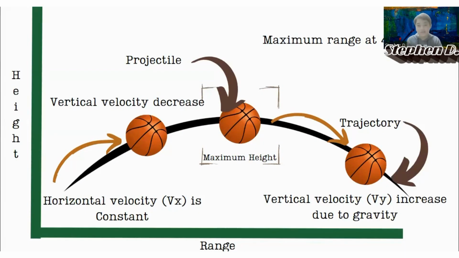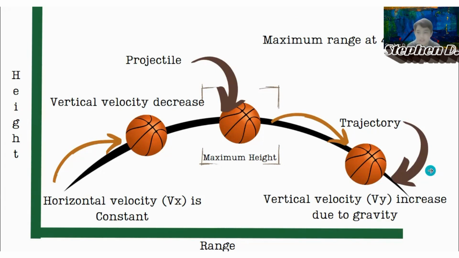Now we're gonna talk about projectile motion. Projectile motion is the motion of a body projected at an angle other than 90 degrees with the horizontal. It has two components, the horizontal and vertical components. The vertical component is changing while the horizontal component is constant. The object being thrown is called a projectile, and the path that the projectile goes through is called the trajectory.